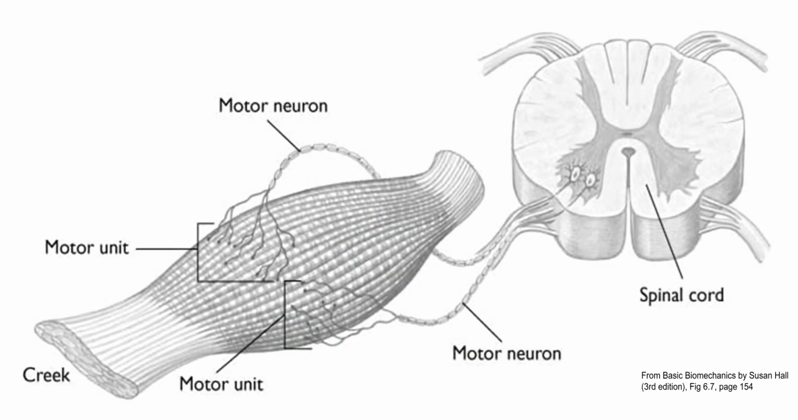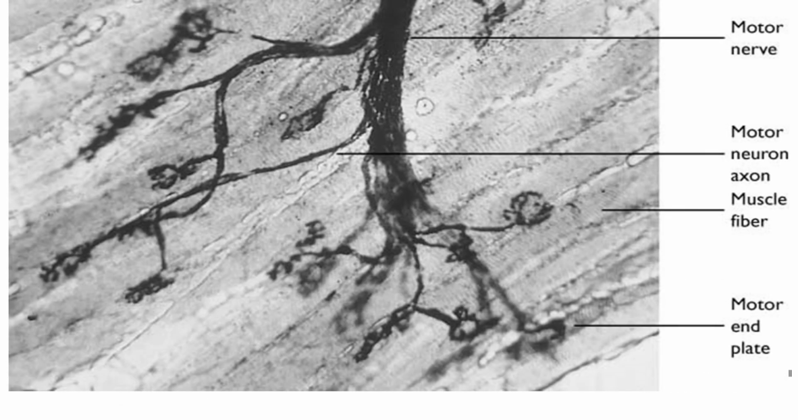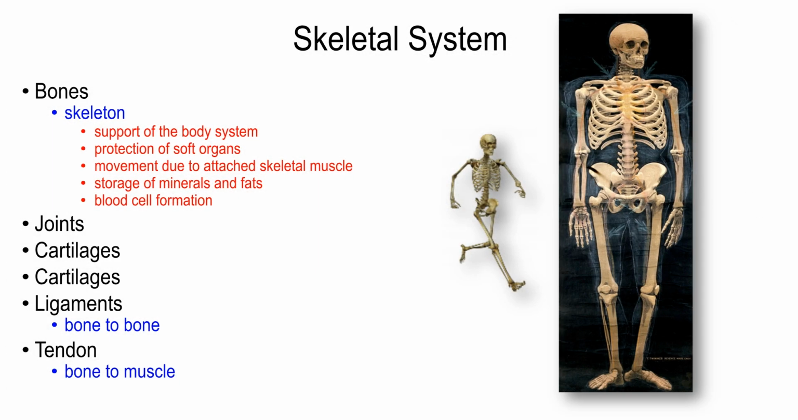Here we see the connection between the spinal cord, motor neuron, and the muscle, illustrating how motor units are integrated into the nervous system. This image shows a closer look at the motor nerve branching out and connecting to muscle fibers through motor end plates. The skeletal system includes bones, joints, cartilages, ligaments, and tendons.